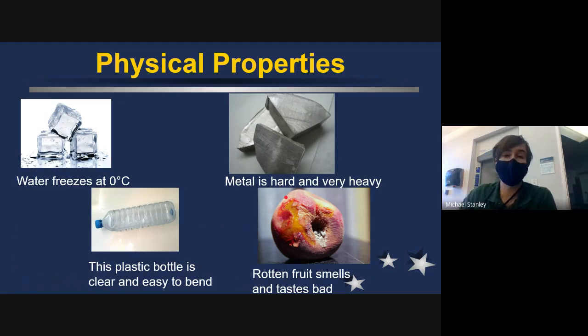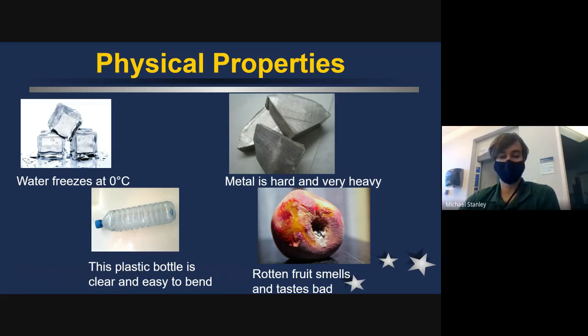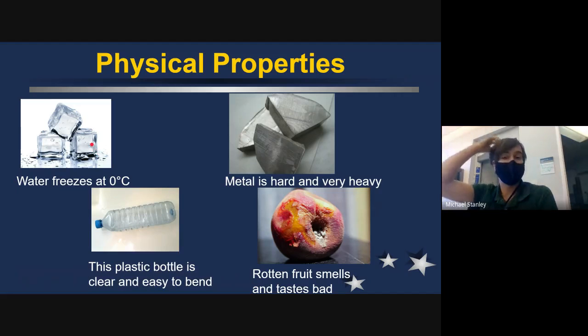So the smell and the taste of the fruit are physical properties that indicate to us, people who would like to eat it, that in fact it is bad, it is rotten. It's full of bacteria and mold and all sorts of little nasty things. So, physical properties, things that we can observe or measure, whether that's things that we can see, things that we can smell or taste, things that we can feel, things that we can measure, like weight or density or temperature. These are all physical properties of that matter.